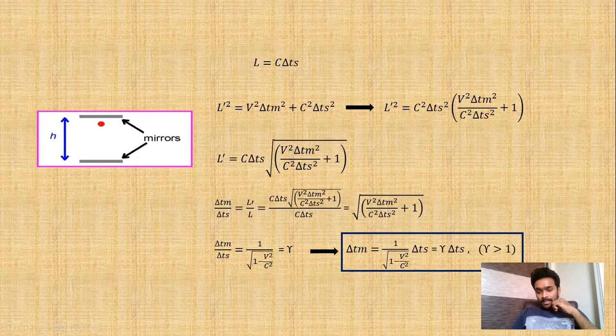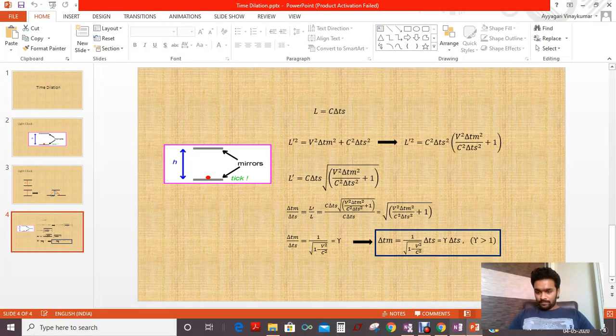If it is 1 second for a stationary clock, then to make that 1 second, the moving clock will take more than 1 second. That means if the stationary clock ticks 10 seconds, the moving clock will move more slowly. The passage of time in the moving clock is in a slow manner. So I will show you one more animation.